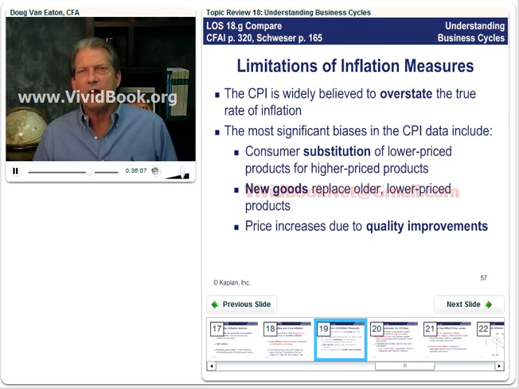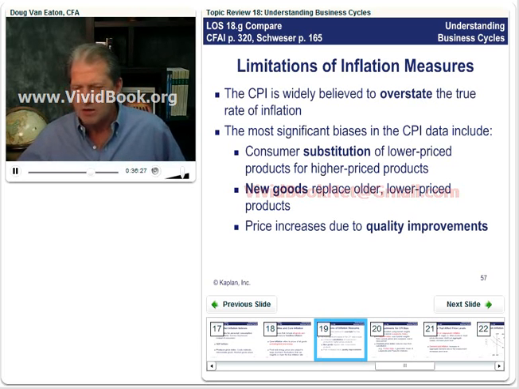The CPI overstates the rate of inflation because it doesn't allow for substitution in response to changing relative prices. New goods are in there, and price increases due to quality improvements. So the CPI goes up, but it's not all price increases. You're getting better quality products. So these are the arguments there.